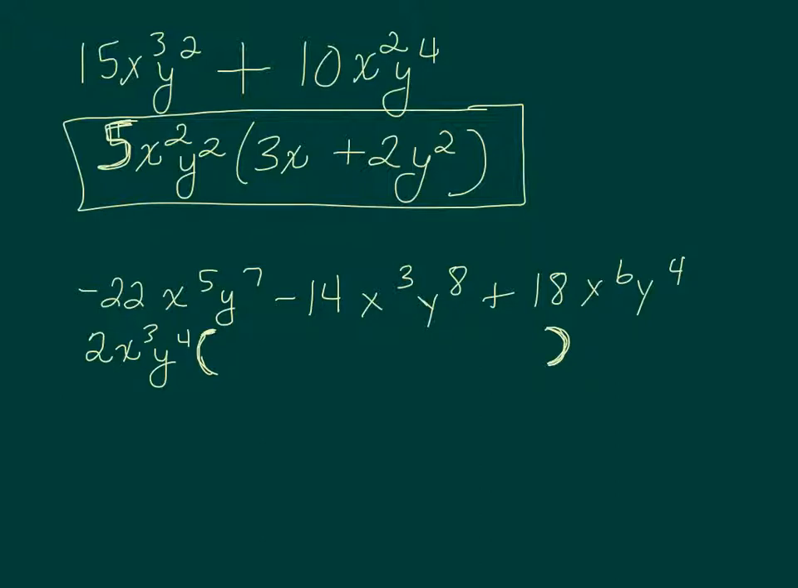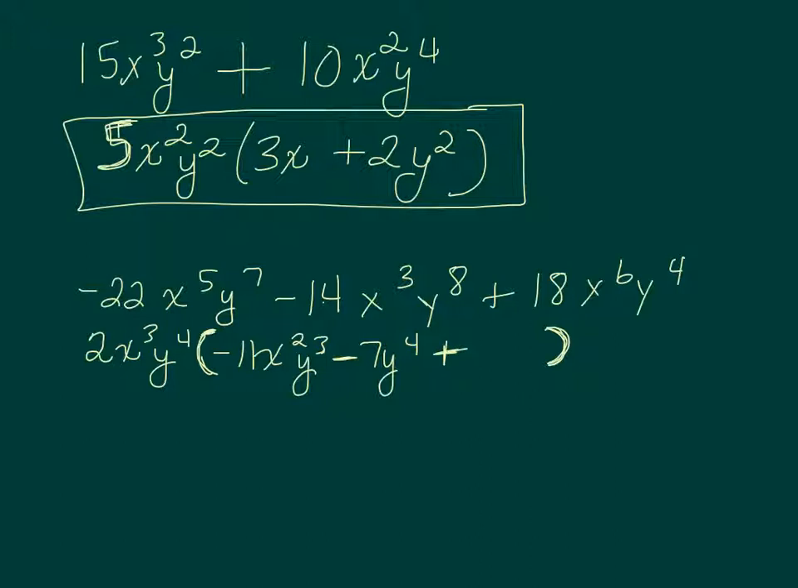So negative 22 divided by 2 is negative 11. I had 5 x's, I took 3 out, so I'm left with 2 x's, or x squared. I had 7 y's, I took 4 out, so I'm left with 3 y's, or y cubed. Minus 14 divided by 2 is 7. I had 3 x's, I took them all out, so I don't have any x's. And I had 8 y's, and I took 4 out, so I have 4 left. So 7y to the 4th.